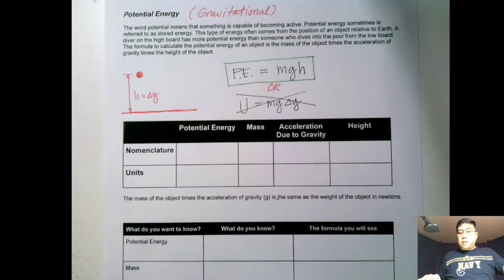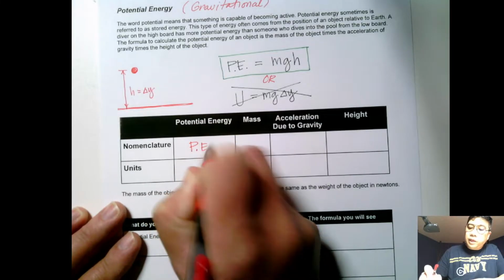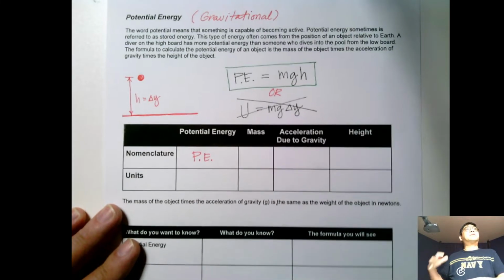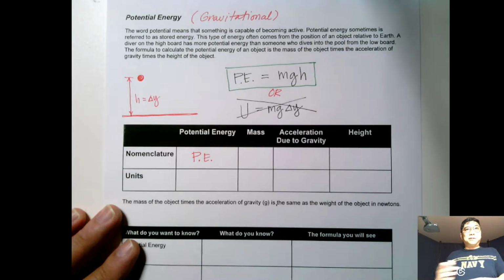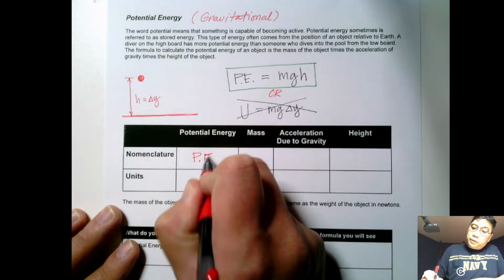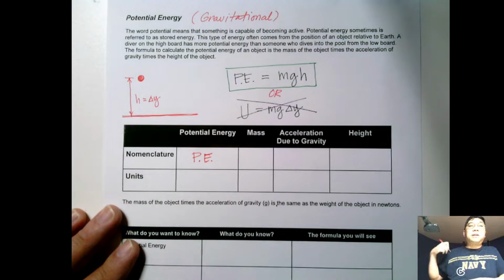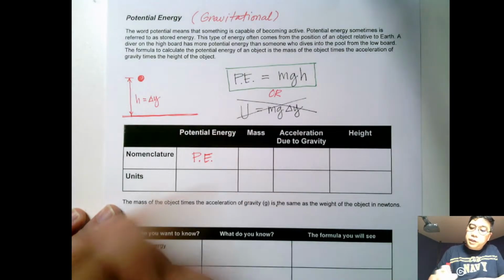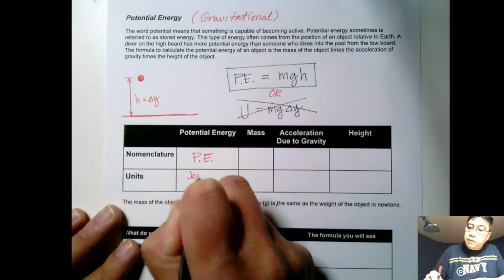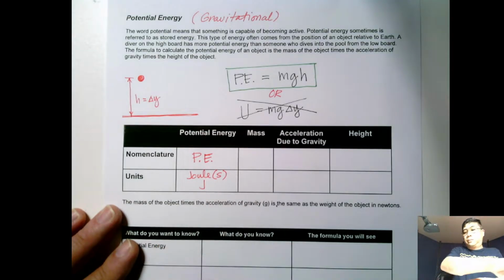So what is potential energy? Potential energy is PE. Based on the previous lessons, energy is the ability to do work, so they have the same unit. The unit of energy is the same as work, which is the joule, and the unit is J.